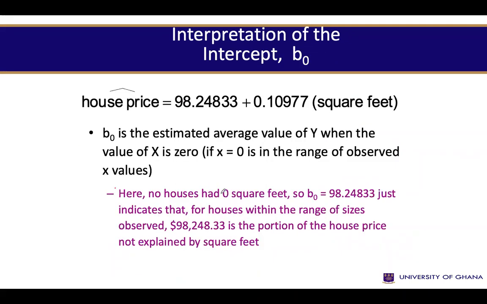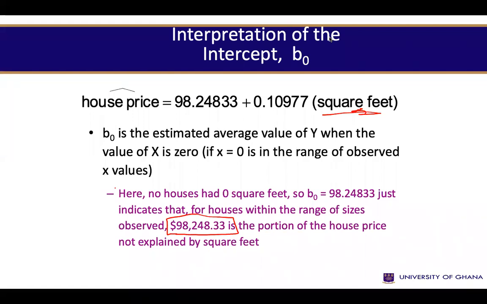The intercept is only when this side is 0, right? That's when you get the intercept. So no house has 0 feet. Your B0 just indicates that for houses within the range of sizes observed, this is the portion of the house price that is not explained by the size. The intercept can be measured in a lot of ways, but what we are saying is that when the size is 0, this is how the price looks.